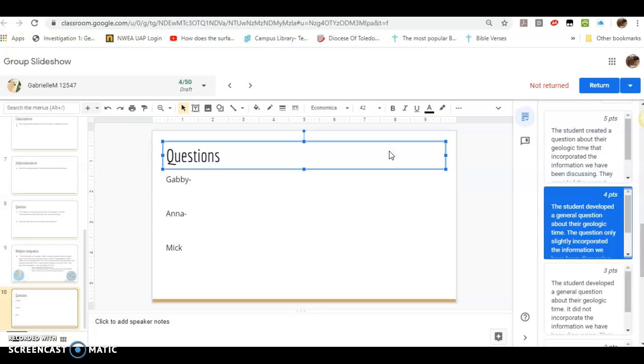Don't ask something super specific like when did the time period begin and end? Okay, that really doesn't have much to do with what we've been talking about. Needs to be something that incorporates your notes. So I need a question and an answer from every member of your group on the very last slide. All right? And then we're all done.